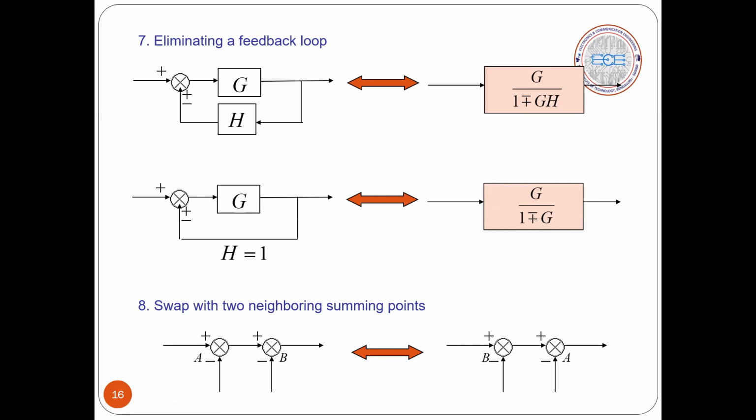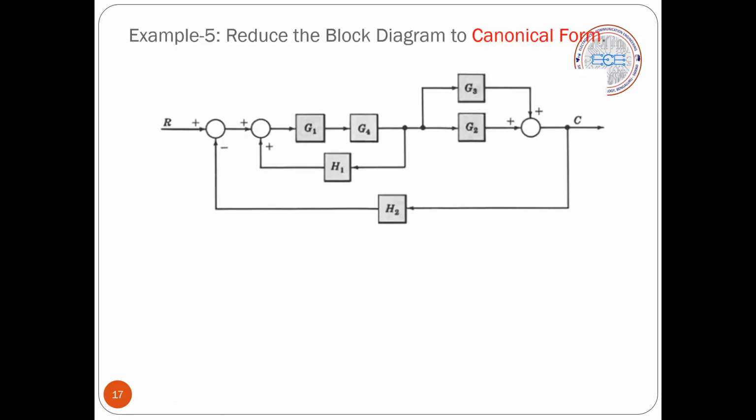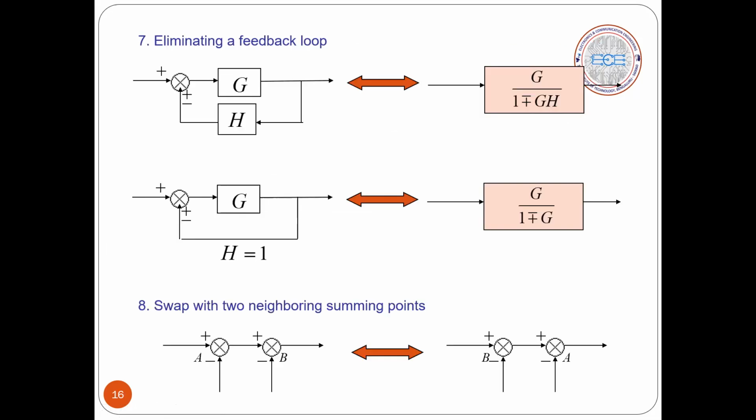the neighboring summer swapping technique. You can swap the summers which are next to each other. So how can we do it? It is very simple. We have signal A entering here, and to this summer we have signal B entering, correct? What I can do is make B enter here and A enter here.